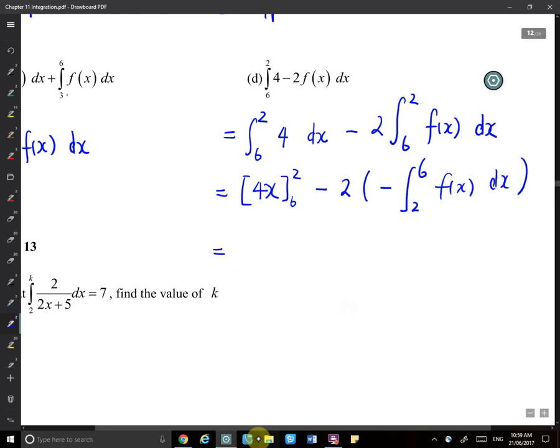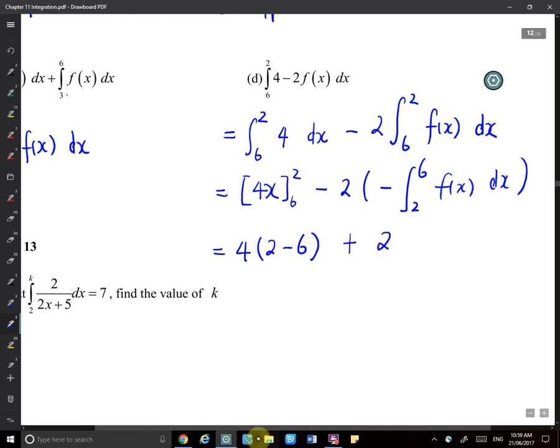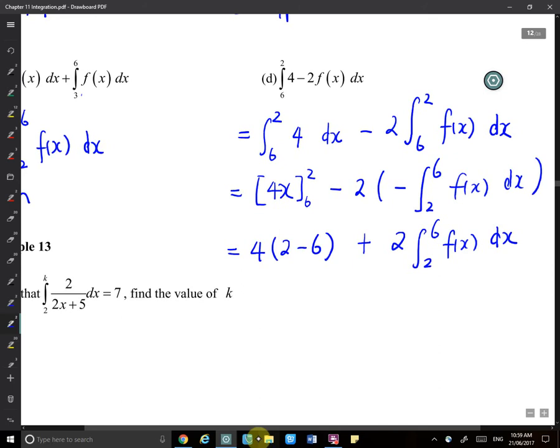So that is 4 times 2 minus 6. Well, you sub 2 in, subtract when you sub 6 in. That's plus 2 times the integral from 2 to 6 of f(x) dx. What's that? That's 4 times negative 4, minus 16 plus 2m.